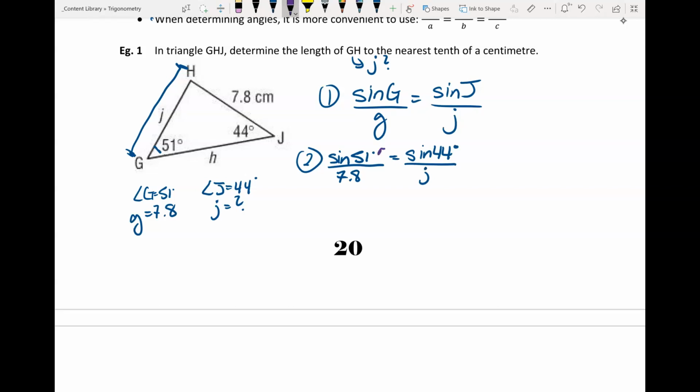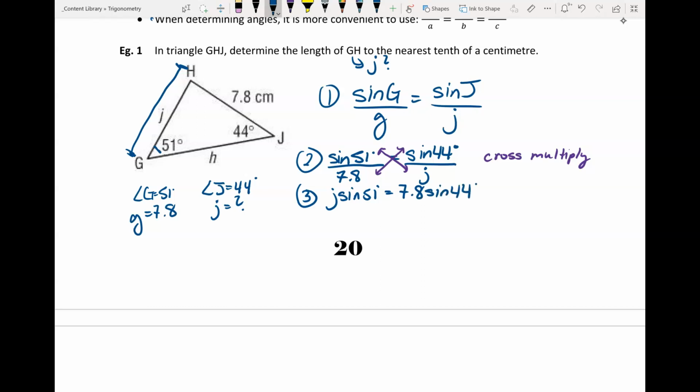Now this next step is very important, and you're going to use this step every time you use the sine law. We are going to cross multiply, because we have a fraction equals a fraction. It's a shortcut way for us to solve for our missing variable. So the J is going to multiply with sine 51. That's why I have those arrows. The arrowhead indicates which one I'm going to multiply it with. And then I'm going to multiply the 7.8 with the sine 44.